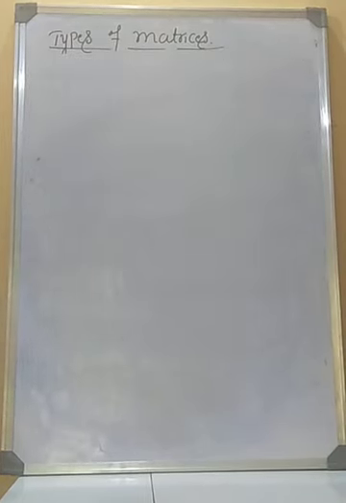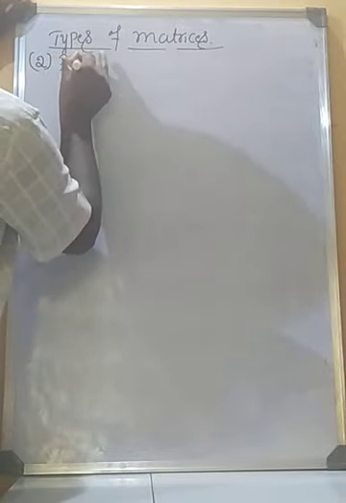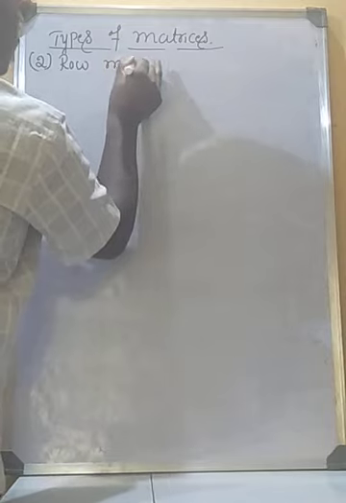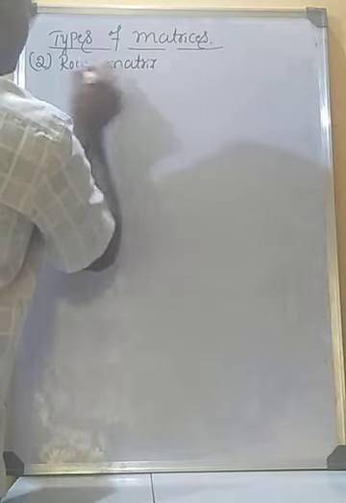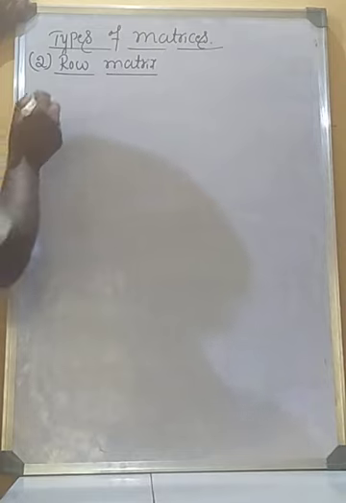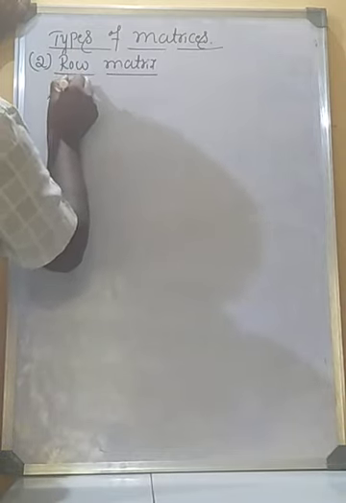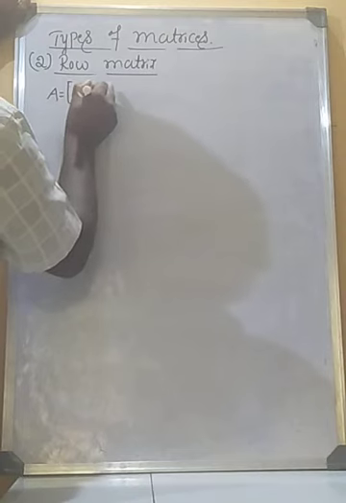Now the second one, row matrix. A matrix having only one row is called a row matrix. For example, matrix A is equal to [1 2].